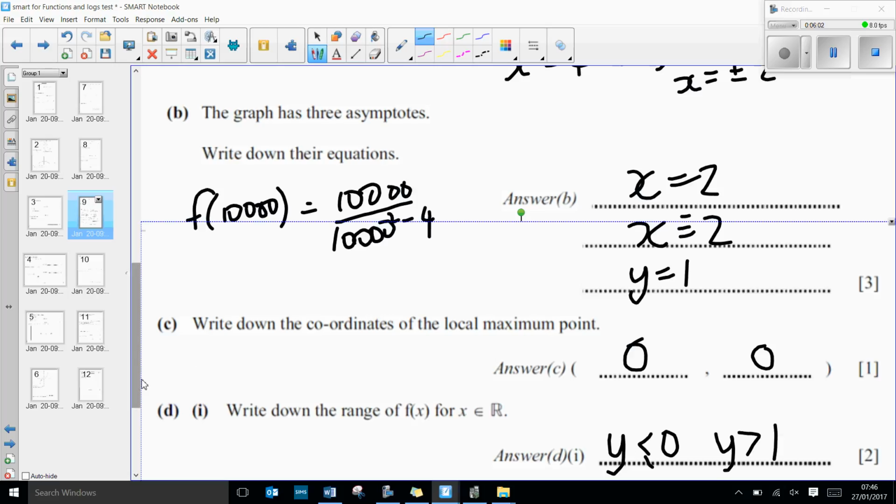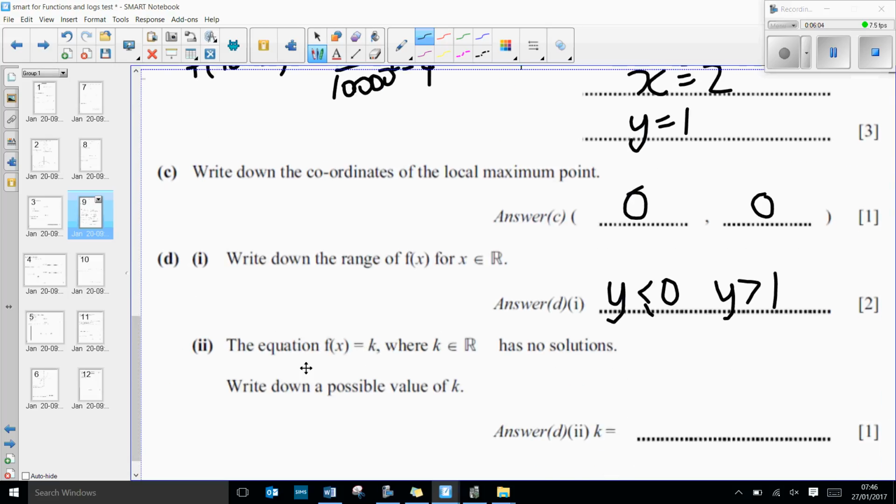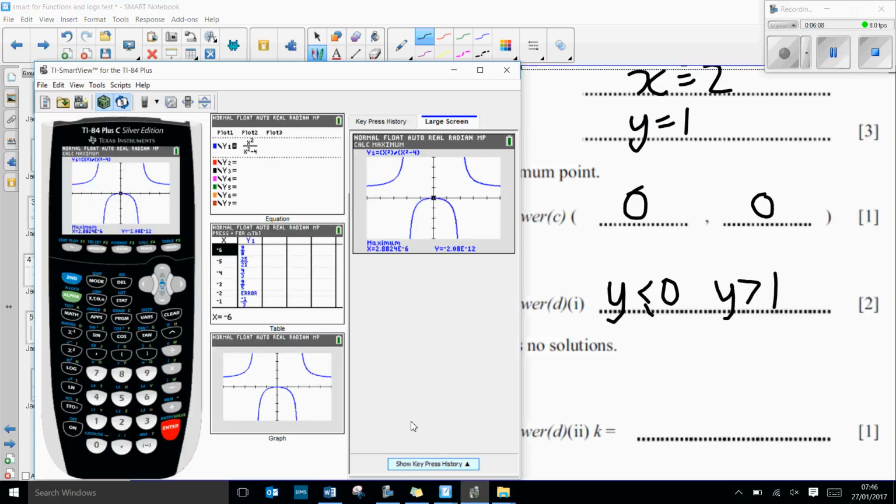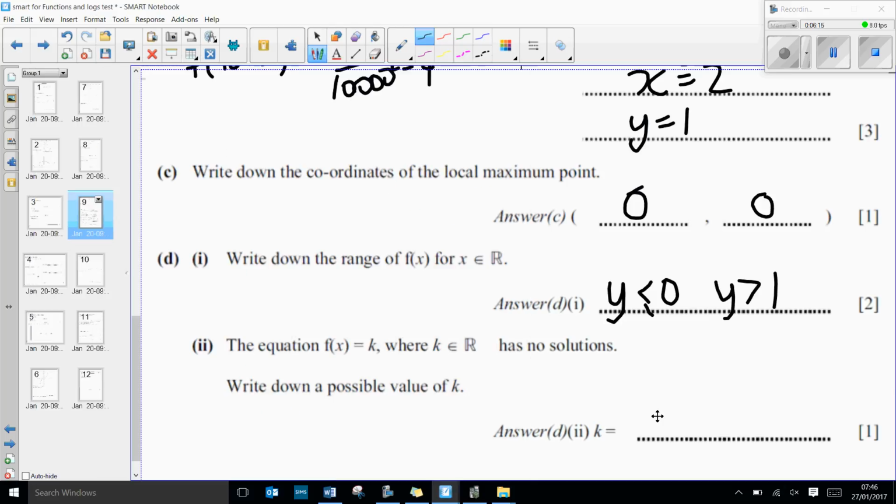Write down a possible value of k that has no solutions. So essentially we're talking about anywhere in this gap here that's greater than 0 but less than 1. I'm going to choose 0.5. Okay.